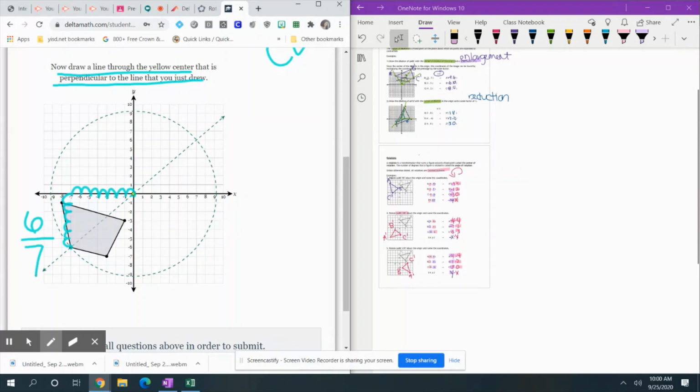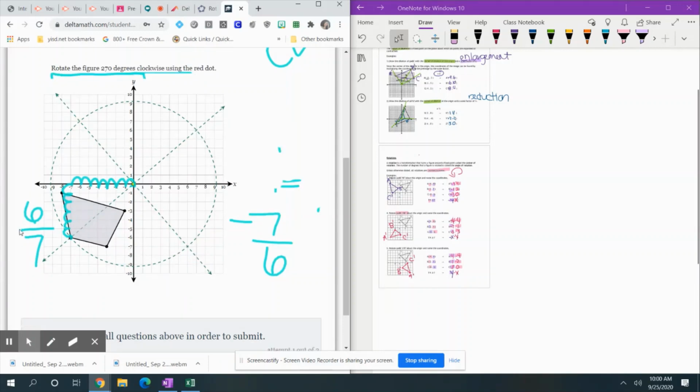So to make a perpendicular line, because it asks us now to draw a perpendicular line to that, we're going to flip the fraction, so 7 over 6, and then we have to change the sign. So now we're going to go from the center of the circle, and then we're going to go down 7, to the right 6, and that'll be our new line. And so now we have our circle cut into 90-degree angles.